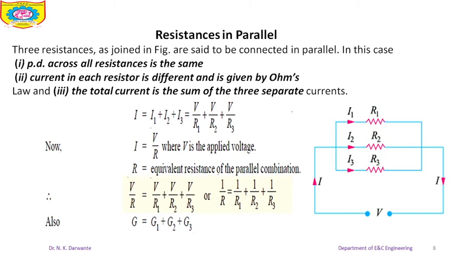Now here you can see the figure. In this case the resistances are not in series but they are in parallel with the applied battery voltage. Here the three resistances we have taken for example are connected in parallel. Now if you observe, the potential difference across all the resistances is the same. If we apply the voltage V, then the same voltage will be available across each resistance.